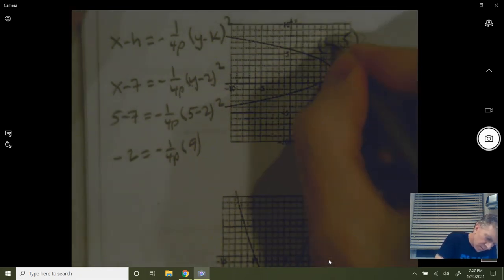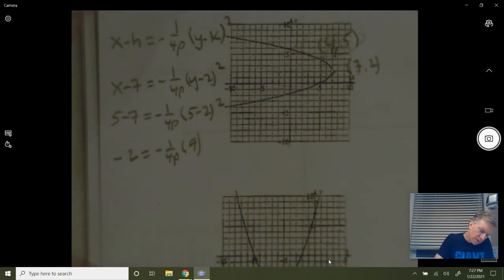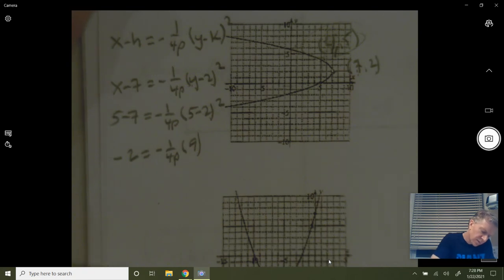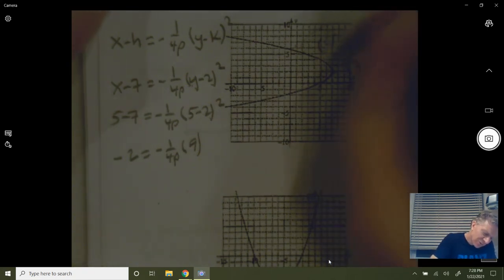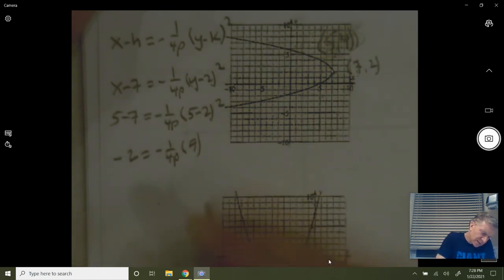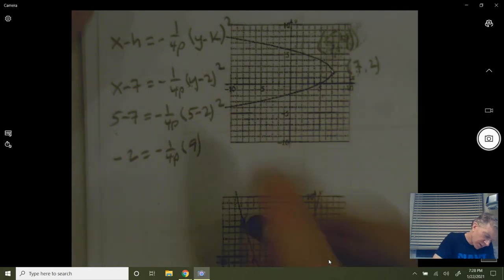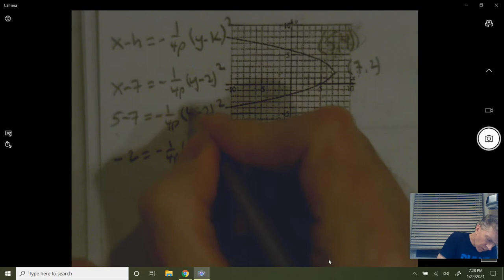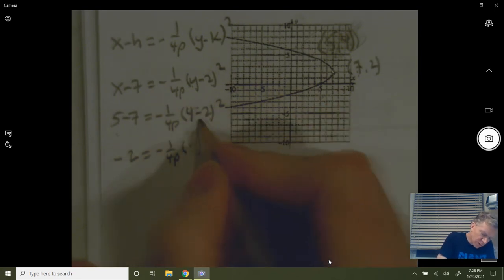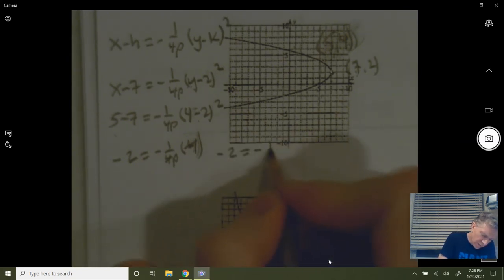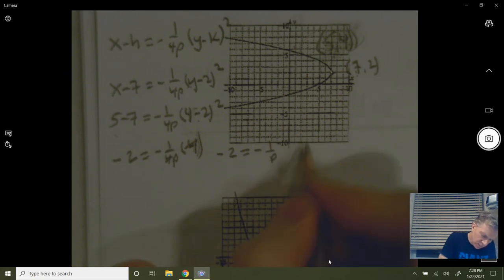Okay, 4 comma 5, which means I'm plugging in a 4 for x. I'm sorry, it's 5 comma 4. No, it's 5 comma 4. Okay, so your x is your 5, the 4 goes in for y, so I'm going to plug that in there. That works out nicer. 4 goes in there. 4 minus 2 is 2 squared, gives me 4. These 4's cancel, so I get negative 2 equals negative 1 over p, and you're going to get p equals 1/2.